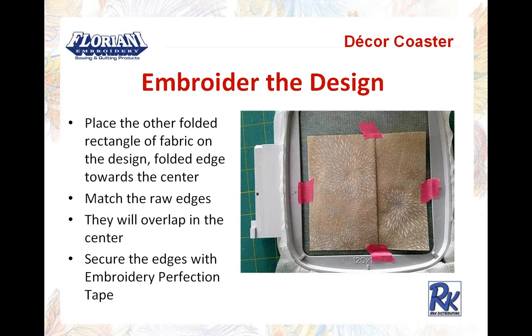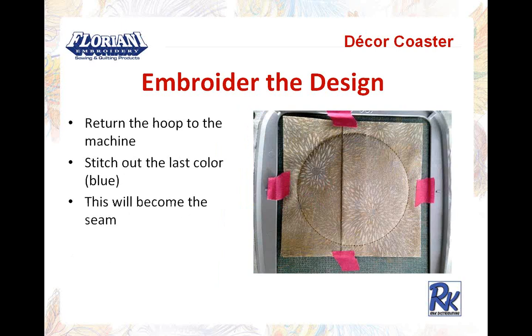Then you're going to secure them again with embroidery perfection tape, and you're going to return the hoop to the machine and stitch out the last color. And again, that's going to be blue. We've put a stop in at the end of the last color, the birch color, so that it stops before it stitches out this color. And it's going to become the seam when it's done stitching.